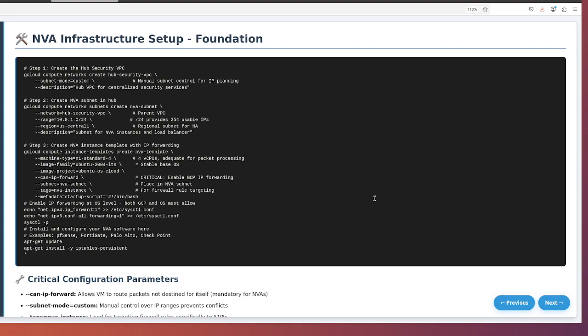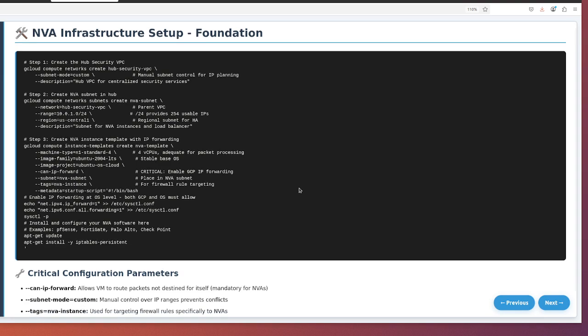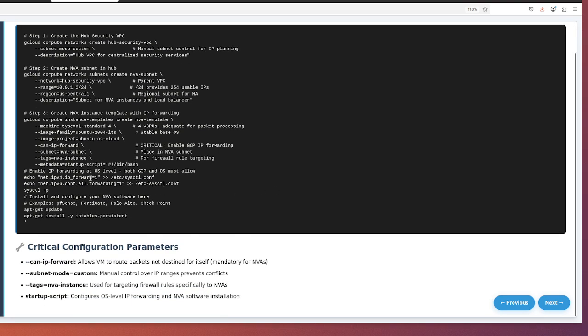The startup script enables IP forwarding at the OS level using sysctl. Both GCP level forwarding and OS level forwarding must be enabled. The script also sets net.ipv4.ip_forward equals 1 permanently in /etc/sysctl.conf. The tags parameter is used for targeting firewall rules. This lets us create firewall rules that apply only to NVA instances, not to other virtual machines in the VPC.